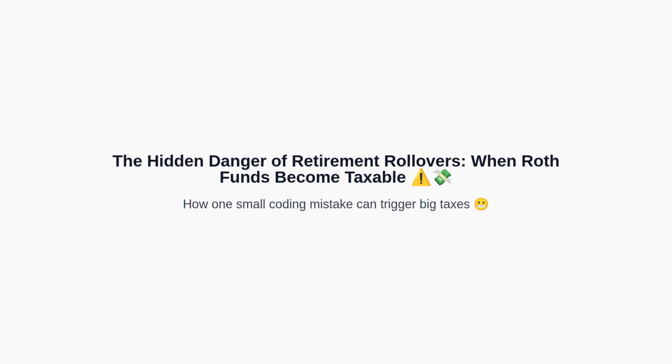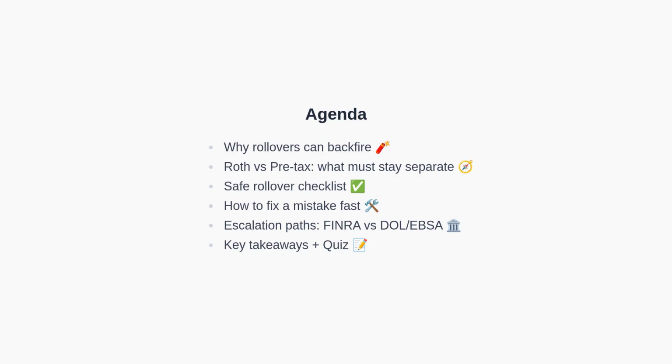Let's begin. Here is today's roadmap. First, we'll cover the risk in rollovers, then clarify the difference between Roth and pre-tax dollars and why they must remain segregated. Next, we'll provide a safe rollover checklist, followed by how to fix mistakes quickly. After that, we'll walk through escalation options with FINRA and the Department of Labor's EBSA. Finally, we'll wrap with key takeaways and a short quiz.